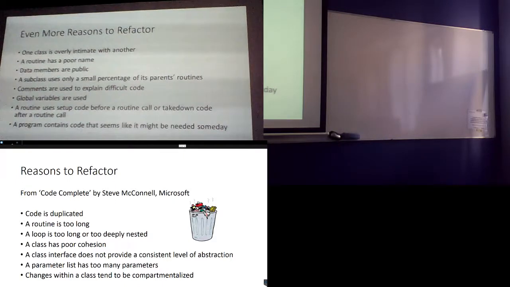You can have one class be overly intimate with another, sharing too much coupling between them. You can have poor names. The data members can be public where they don't have to be. The subclass only uses a small percentage of the parent's routines, so you can have a subclass which doesn't really need to be there.